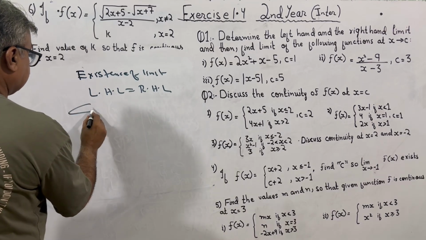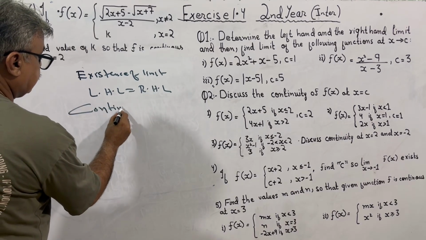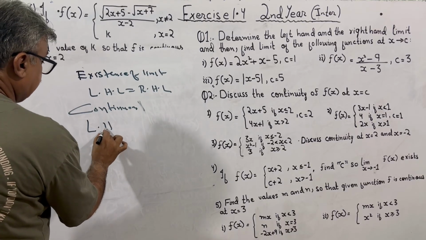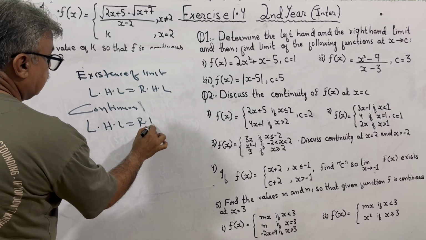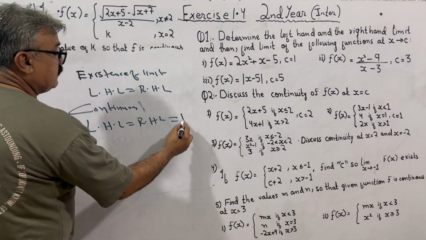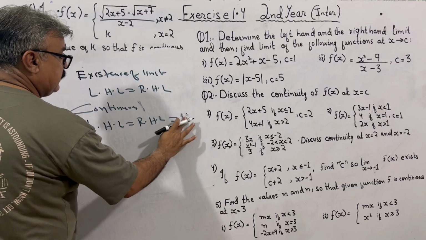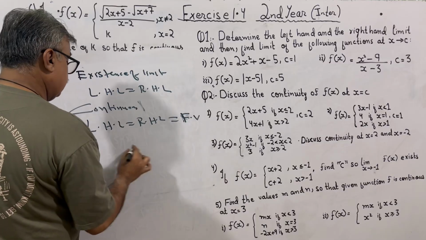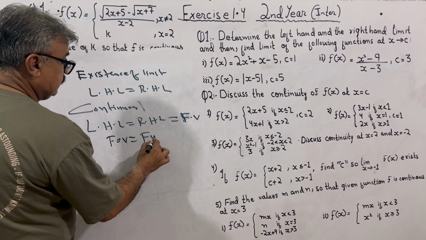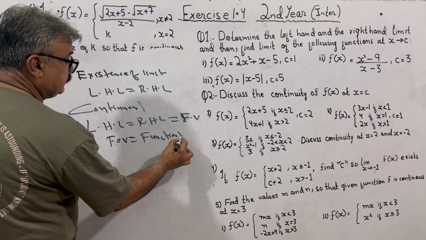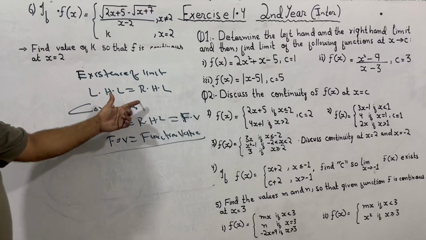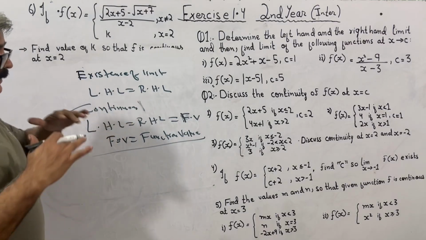For a function to be continuous, the left hand limit must be equal to the right hand limit, meaning the limit exists, and the function value must be the same. FV stands for function value. For existence of the limit, we have the left hand limit equal to the right hand limit, then the limit exists.